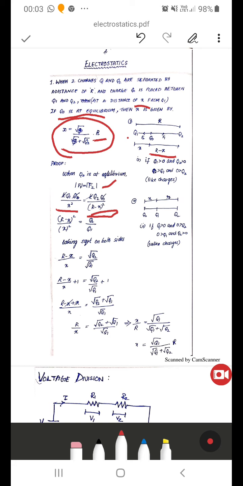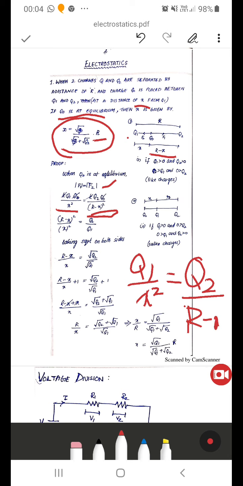Now what I have done is I have cancelled k on both sides and q0 on both sides. So q1 divided by x square will be equal to q2 divided by r minus x the whole square, right? r minus x the whole square. This will be the equation.